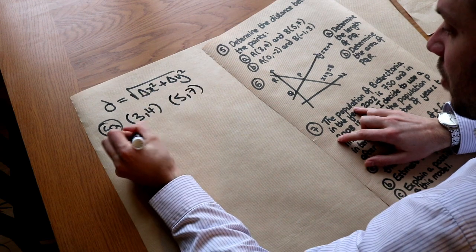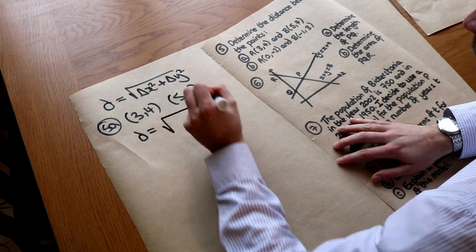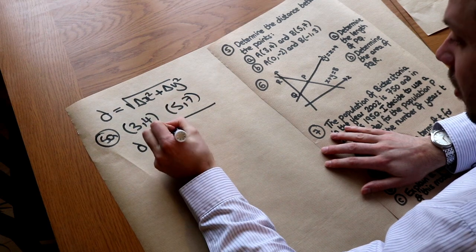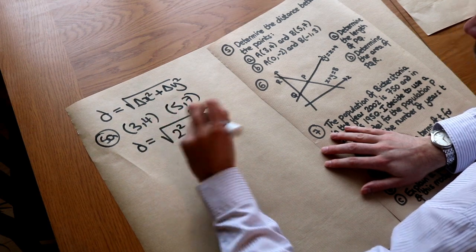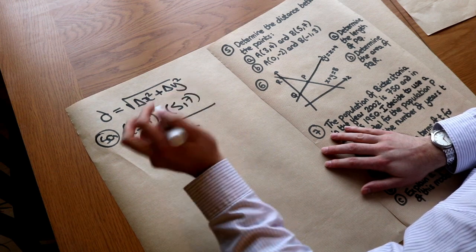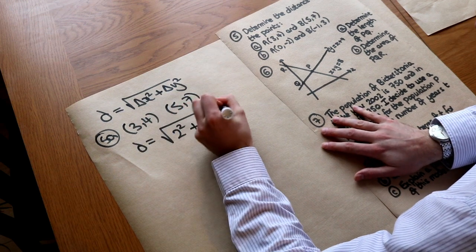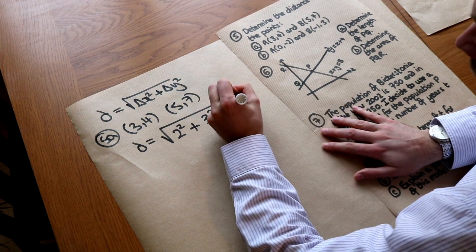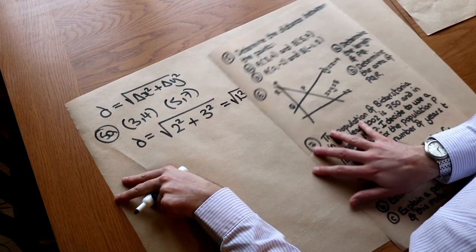Well, the distance between those 2 points is just the square root of the change in x squared. Well, the change in x from 3 to 5 is 2, so we've got 2 squared, plus, and the change in y from 4 to 7 is 3. So we do 3 squared, and if we put that into our calculator, we get the square root of 13. And you could always give that as a decimal if it asks for it.